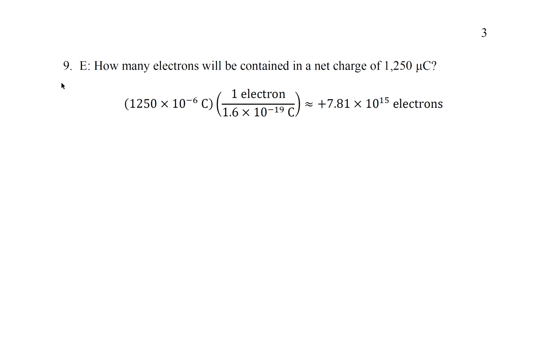Question 9. How many electrons will be contained in a net charge of 1250 microcoulombs? So we have 1.250 times 10 to the minus 6 coulombs. We multiply it by the number 1, and we get an answer. So for question 7 and 8, we go from electrons to coulombs. Now in question 9, we're going to go from coulombs to electrons.